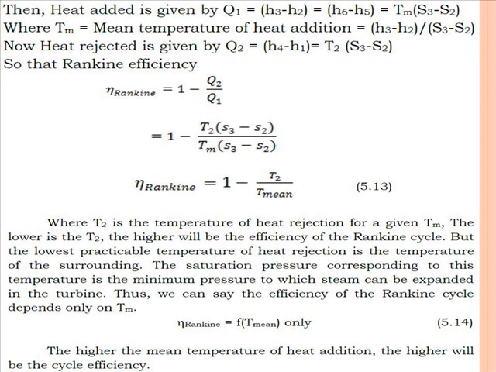T2 is the temperature at which heat is rejected at the given pressure. But T2 is fixed according to the country or region, so indirectly the temperature at which heat is rejected is fixed. So the only variable is Tm. So the efficiency of Rankine cycle is directly related to the mean temperature of heat addition. From equation number 5.14, you can say that if the mean temperature of heat addition increases, the efficiency of Rankine cycle will increase.